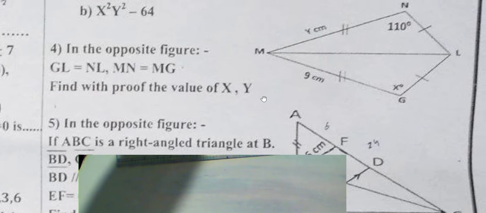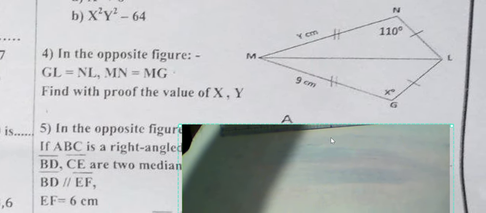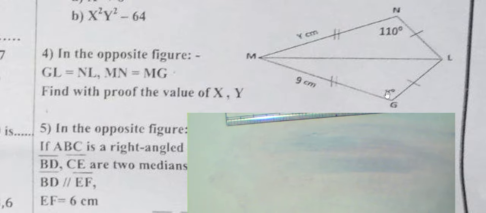Geometry. We have two triangles. I want to prove and find the value of the measure of angle x and the length of y, the values of x and y. Okay, we have two triangles. We can prove that the two triangles are congruent. We have three sides equivalent in corresponding sides.